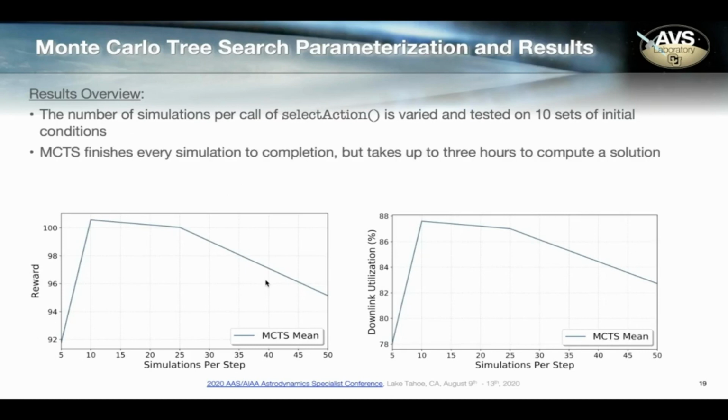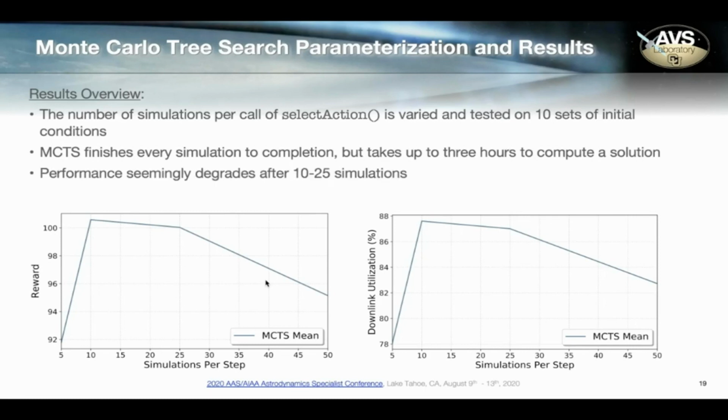So MCTS is able to finish every simulation to completion, which is great. It takes in the resource constraints and is able to complete successfully. But each run takes about 3 hours to compute a solution, which really shows the utility of using the value network, which takes much less time.